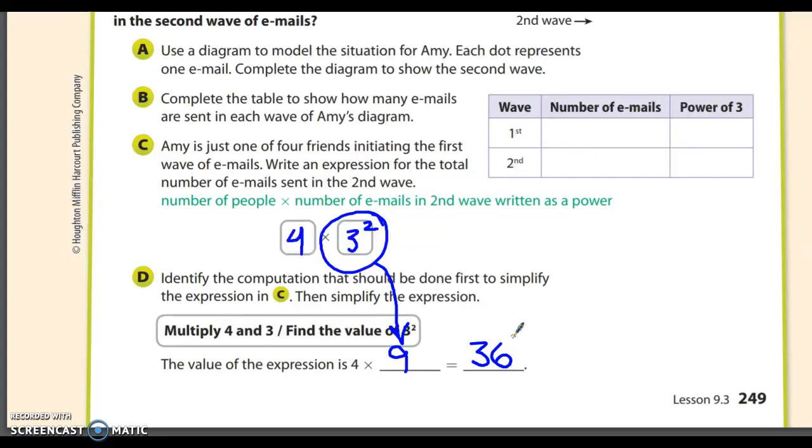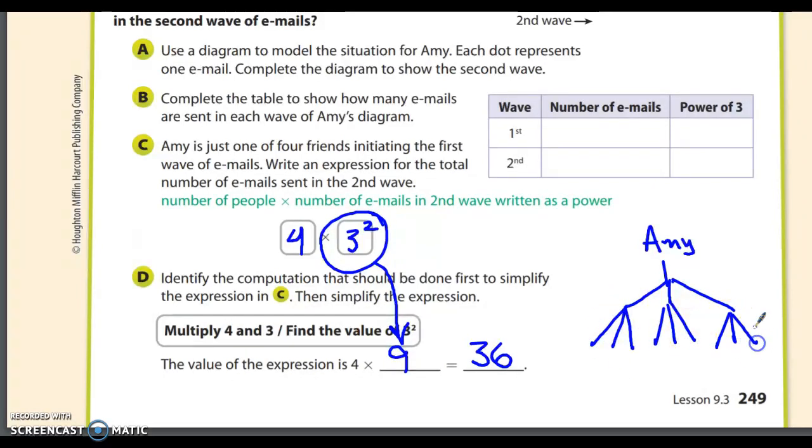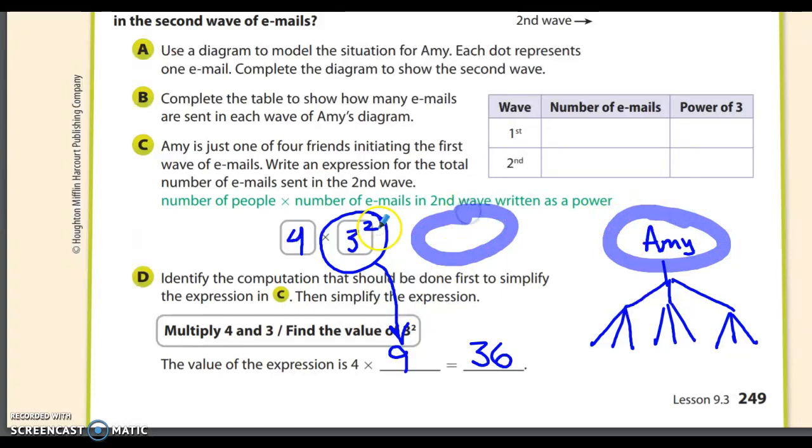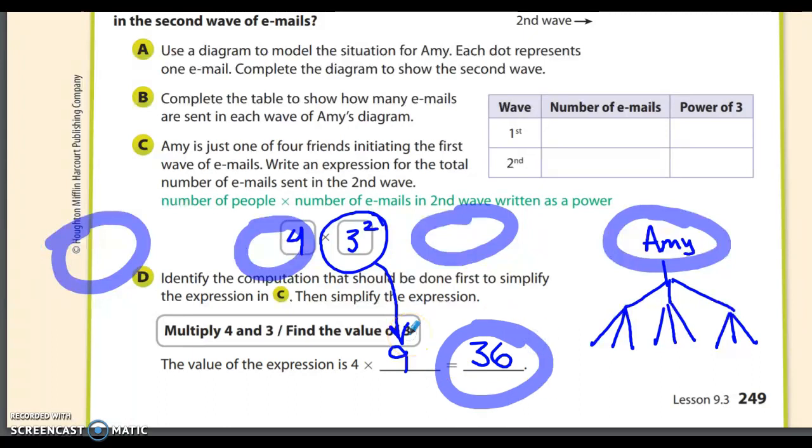Now, how'd they get 36? Well, that image we just drew of Amy, remember that image we had of Amy, how she initiated 9 emails? It looked like this: 1, 2, 3, and then 1, 2, 3, 1, 2, 3, 1, 2, 3. If you're wondering how the answer is 36, it's because it says Amy is just one of 4 friends. So we've got Amy, we've got another person that would have 9, we have another person, we have another person. They're all starting the website together, and they would each have that same diagram. So how many emails would that be? Well, it would be 4 times 9, which is 36. That's how we get to 36 here.